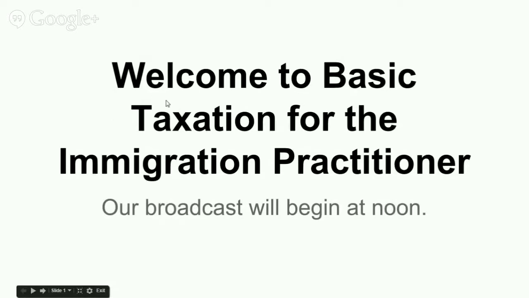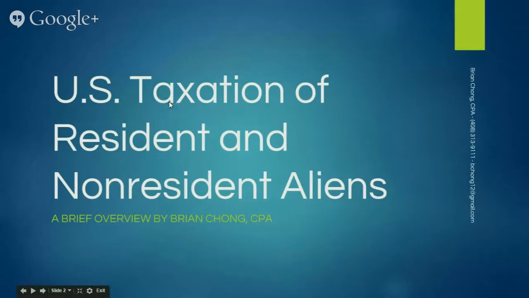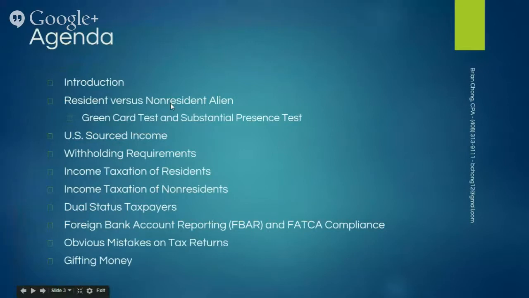Okay, so today's topic is going to be about U.S. taxation of resident and non-resident aliens. Here's the agenda. I'm going to talk about resident versus non-resident alien, go over the two tests to see whether or not you're a resident, talk about U.S. sourced income, withholding requirements, the income taxation of residents and non-residents, what it means to be a dual status taxpayer, the foreign bank account reporting requirements, some obvious mistakes on tax returns that you may see on your clients' returns, and how to gift money.